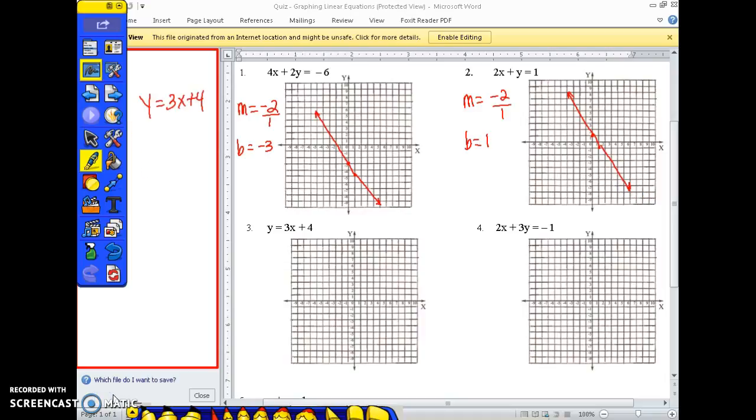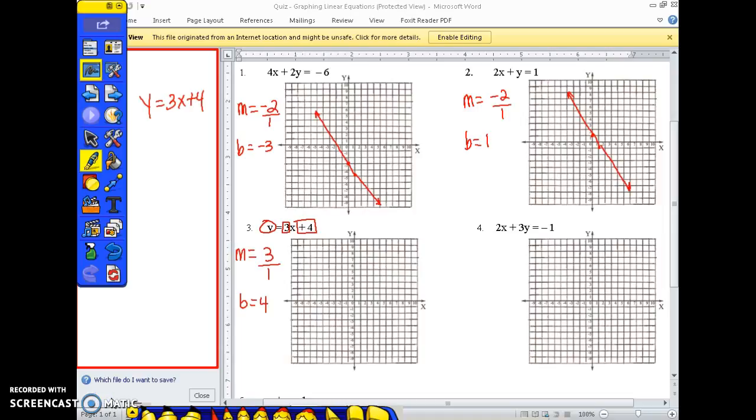For number 3, my first step is to isolate the y variable. That has already been done. So I'm just going to label my slope and y-intercept. Slope is the coefficient of x, the number in front of x. Again, it's a whole number, so I'm going to put it over 1. My y-intercept, or my b, is the number at the end that is by itself, which is 4.